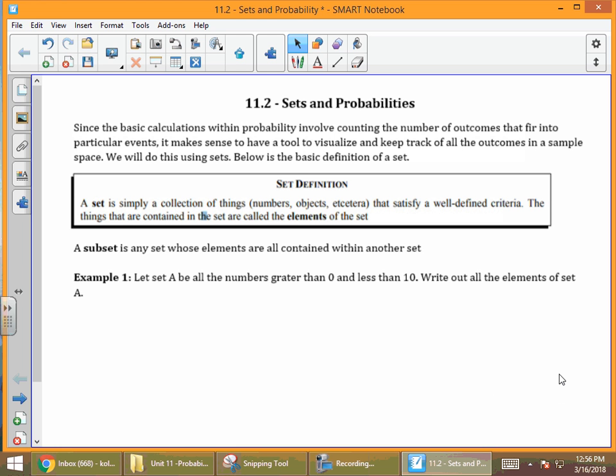Today we're going to take a look at sets and using sets to find probabilities. What's a set? A set is simply a collection of things, numbers or objects that have a well-defined criteria. The things that are contained in a set are called elements.